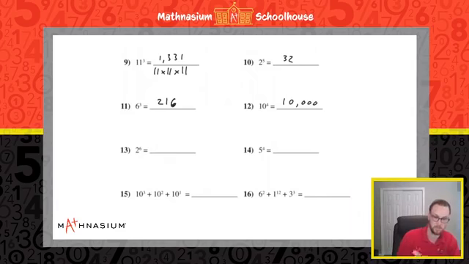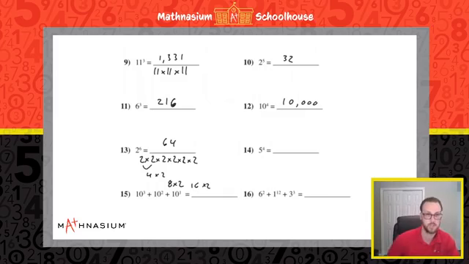Number 11. 2 to the 6th. 2 times 2 gives me 4. Times 2 is 8. Times 2 is 16. Times 2 is 32. Times 2, very good, is 64. So it's totally acceptable to just work your way through that repeated multiplication to get to your answer. It's definitely a great way to do it.